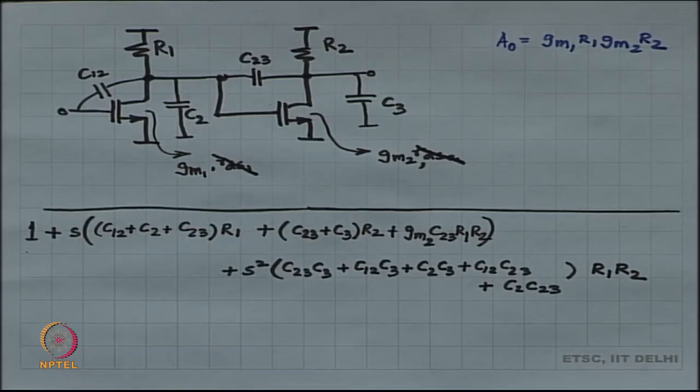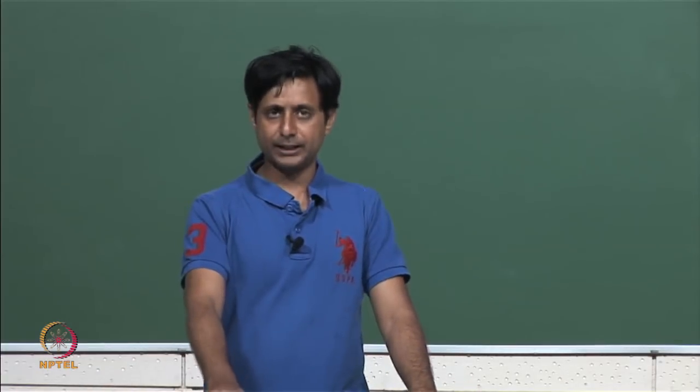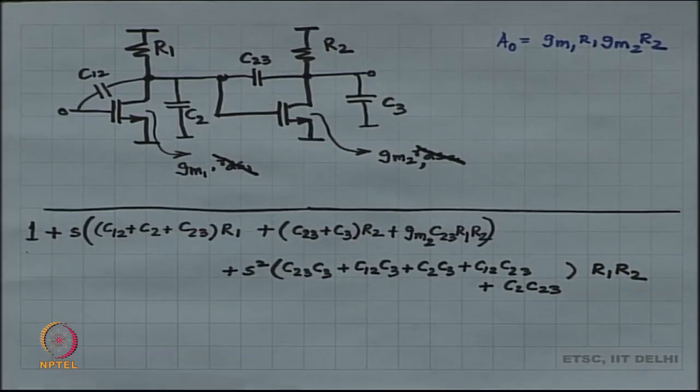Now, based on this value of A naught, and based on the phase margin that you need, you arrive at a certain ratio of omega 1 and omega 2. Omega 2 by omega 1 has to be some large number, which is a function of A naught and phi, the phase margin.